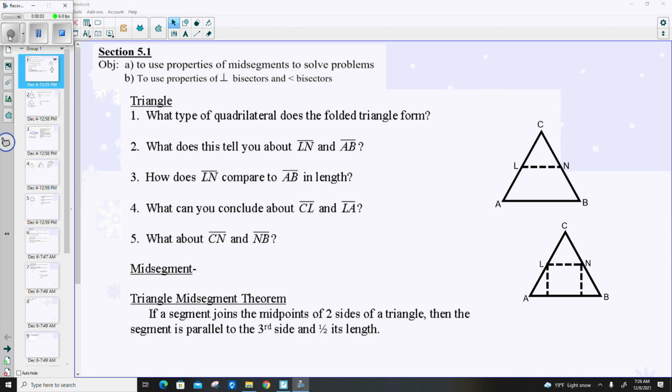Okay, so we start chapter 5 today. Chapter 5 is short. There's only 3 sections. Then we review and we test on it right away. Okay, so basically 3 class periods and then a test. What we're looking at in chapter 5 is different properties of things in triangles.